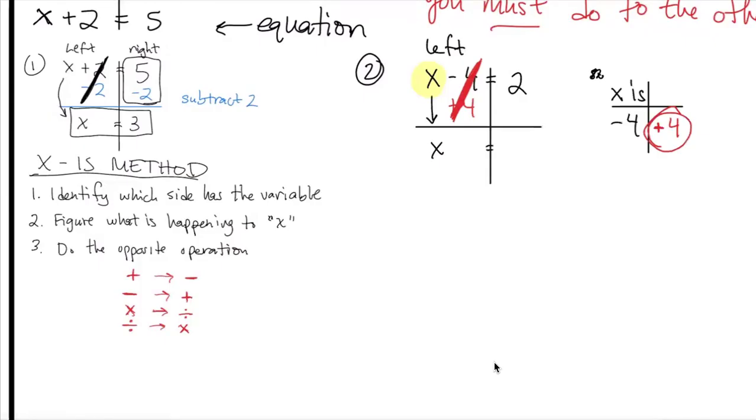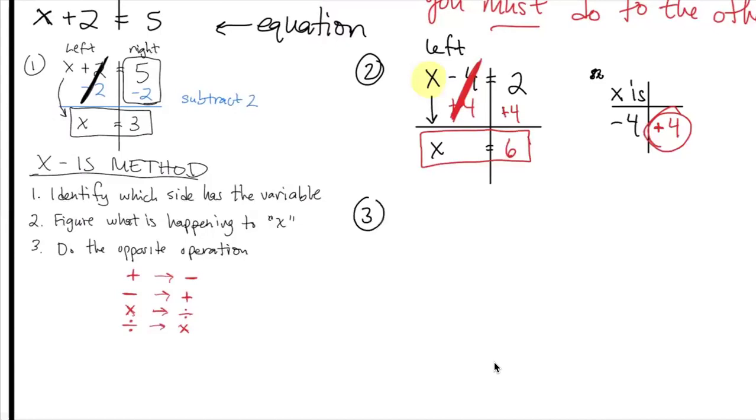But if I add 4 to the left side, I have to add 4 to the right side. And 2 plus 4 is 6. And so my answer is x equals 6. Identify what side the variable is on, figure out what's happening, and then do the opposite.